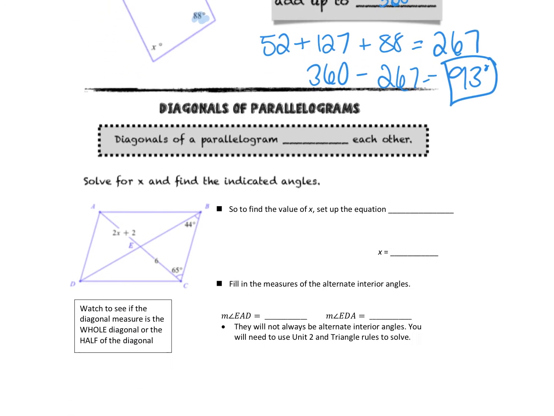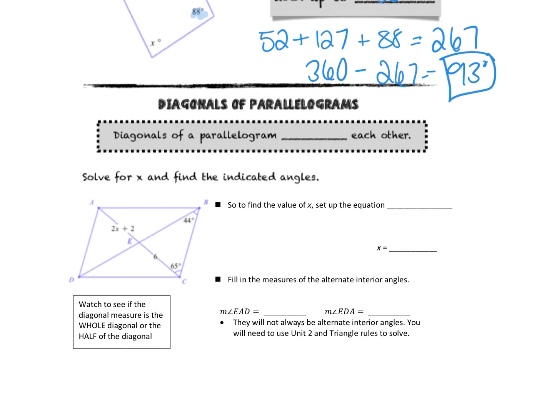So the next one's going to talk about diagonals of a parallelogram. So the theorem states that diagonals of a parallelogram equal each other, okay? They're congruent to each other. So when you're trying to solve for a variable and you're given the diagonals of a parallelogram, in order to find the value of x, we gotta set up the equation, okay?